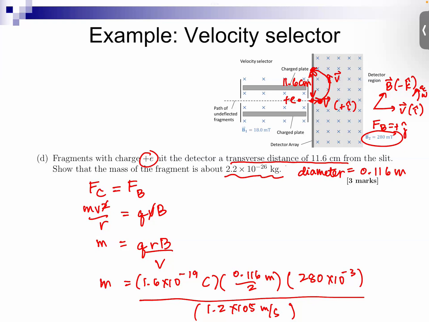Good. All right, any question there? So are we okay with velocity selectors and mass spectrometers? Yeah, okay. I hope so.